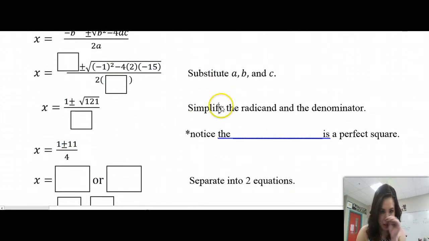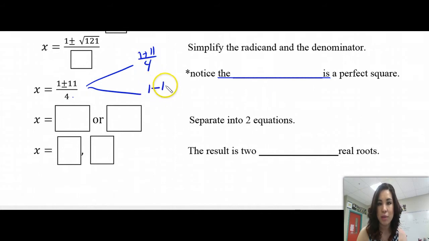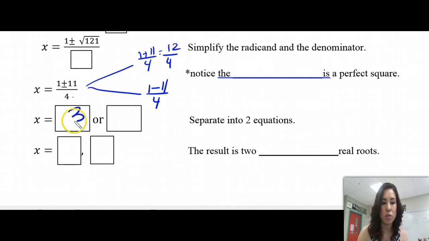Now we can try and simplify this because we can get the square root of 121. We know the square root of 121 is 11. So we actually have 1 plus or minus 11 over 4. Let's spread that out into two parts: 1 plus 11 over 4, and 1 minus 11 over 4. So let's solve this one. 1 plus 11 is 12. 12 over 4 is 3.